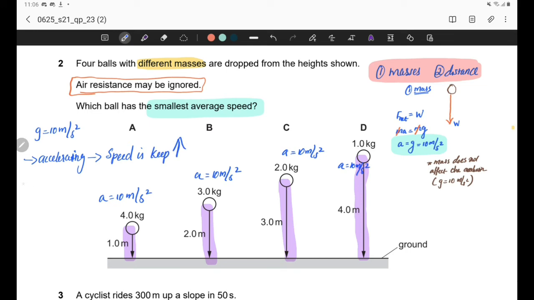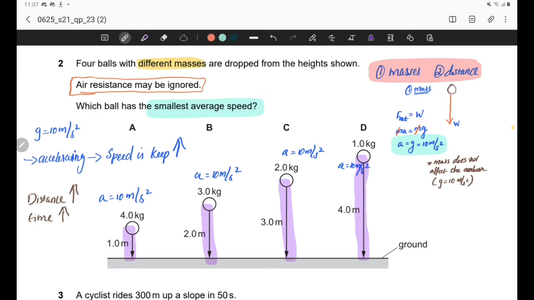Or for every second, its speed is increasing by 10 meters per second. Then we can understand what happens when the distance increases. When distance increases, what will happen? The ball will take more time. Time taken to fall will definitely be more because the ball has to travel more distance.